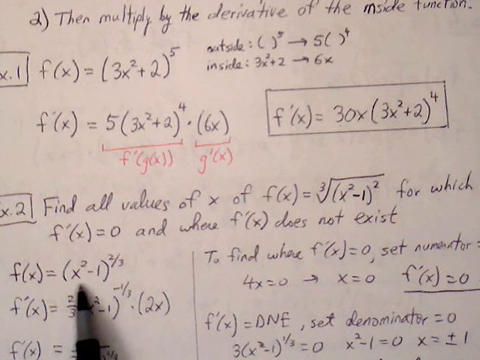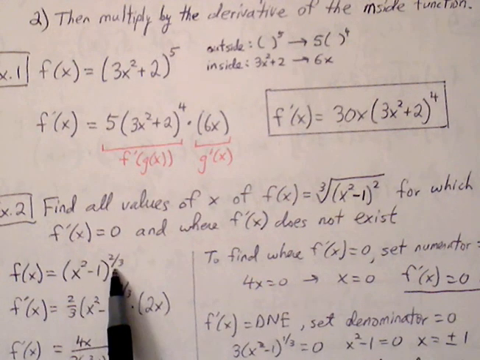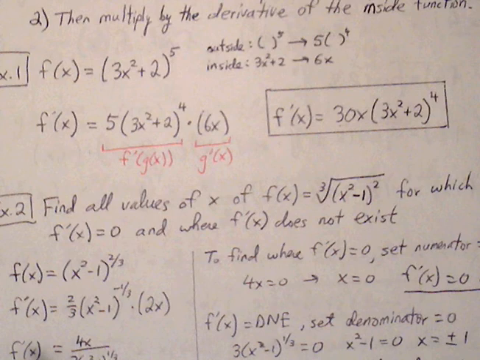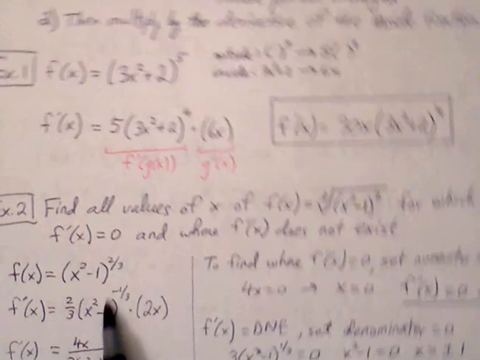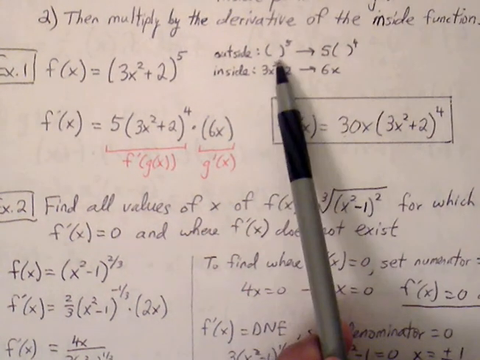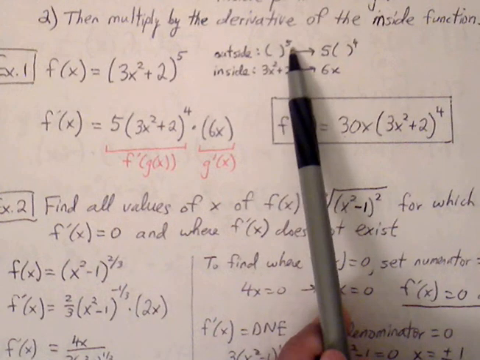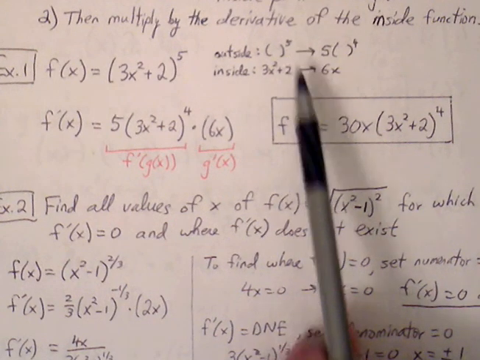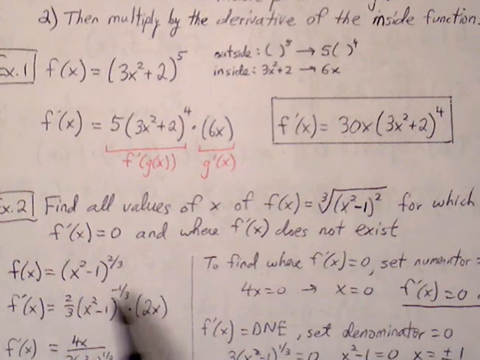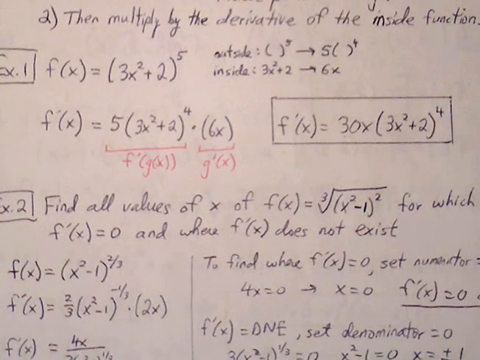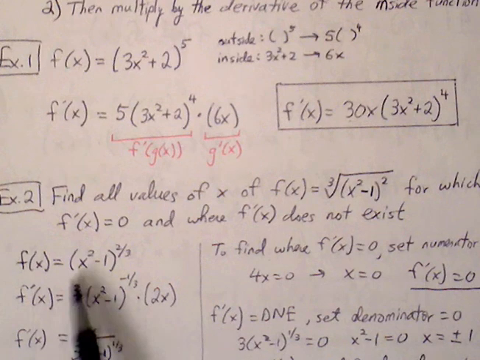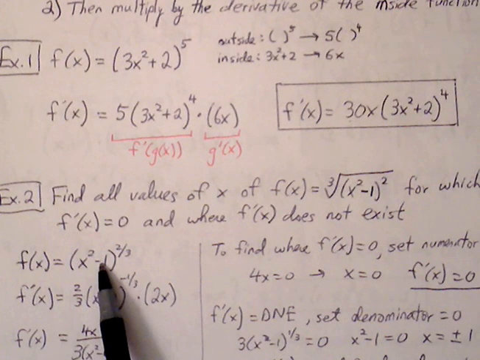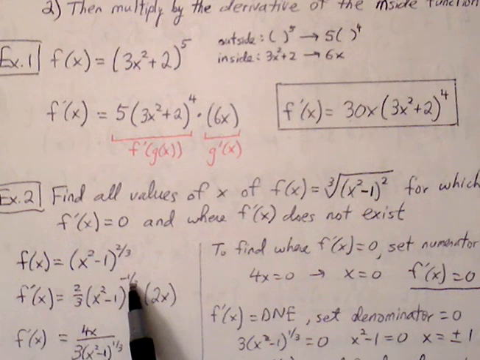Okay. We can find the derivative, and hopefully you see that there is an outside function and there's an inside function as well. The outside function will be similar to what we see here, except now it's going to be parentheses to the 2/3. And the inside function will just be what's inside the parentheses, x squared minus 1.